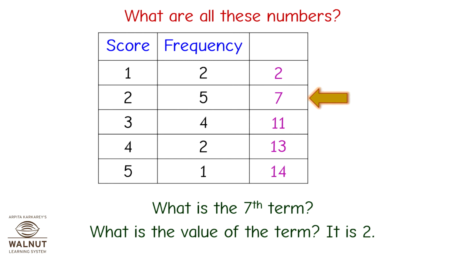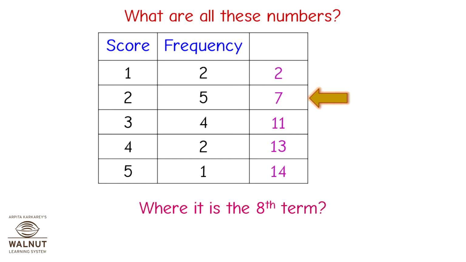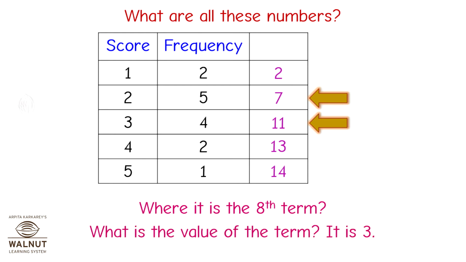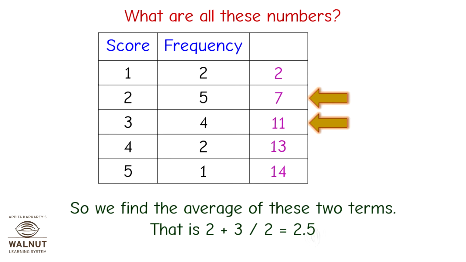What is the value of the term? It is 2. Where is the 8th term? It is here. As the 8th to 11th terms are all here, what is the value of the term? It is 3. So we find the average of these two terms. That is the median. It is the value at the center of the data.